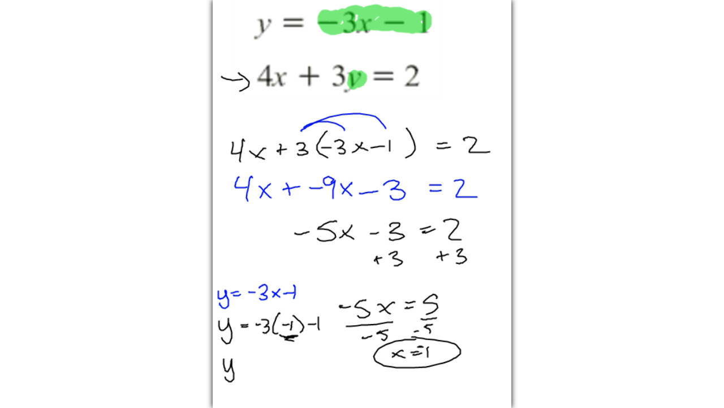And when we get this answer here, negative 3 times negative 1 is 3, minus 1 is 2. So our final answer to this system is (negative 1, 2).